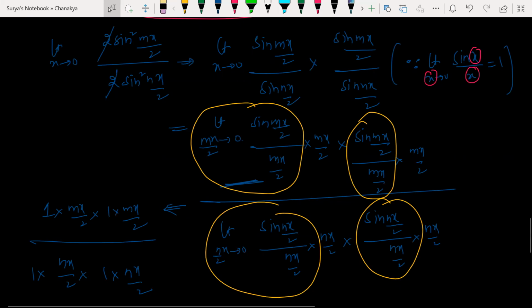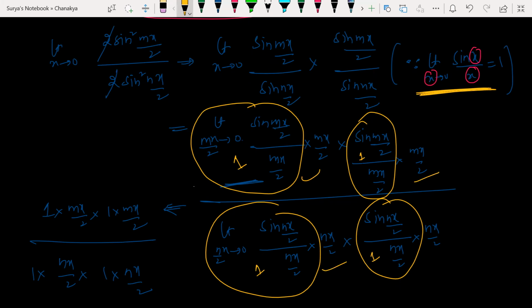Here I'm just applying this one, in order to make the entire function as 1. This yellow color circle will become 1, 1, 1, 1, 1, 1. So 1 into this one and this one, everything will be getting cancelled. You remain with M square by n square.